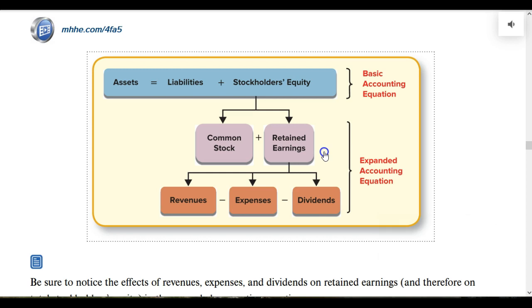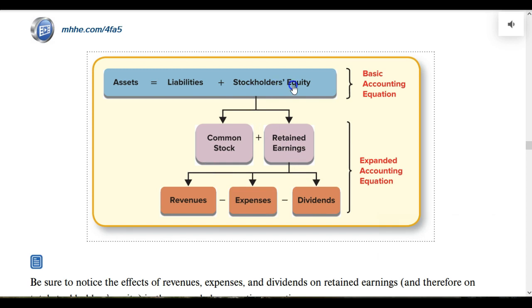Now, since I said net income increases retained earnings, that means revenues, when we actually earn revenue, will cause retained earnings to increase. Whenever we pay expenses, you can see the minus sign here, that will cause retained earnings to decrease. Whenever we pay dividends, another minus sign, that will cause retained earnings to decrease. So we've branched this out.